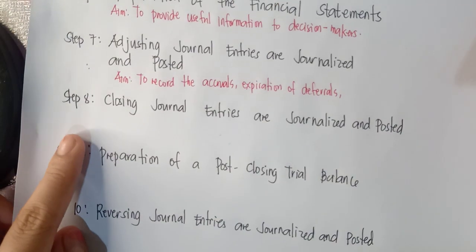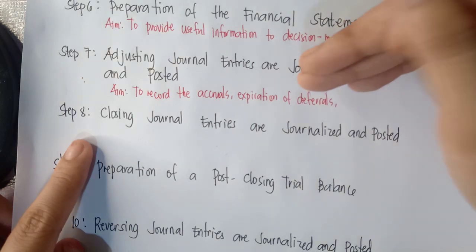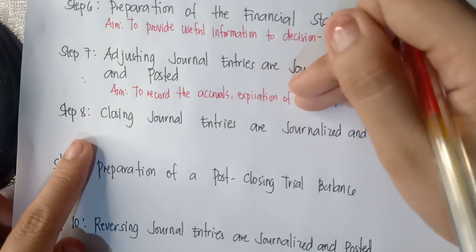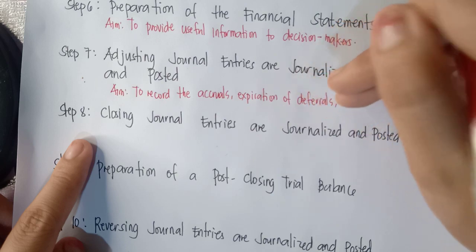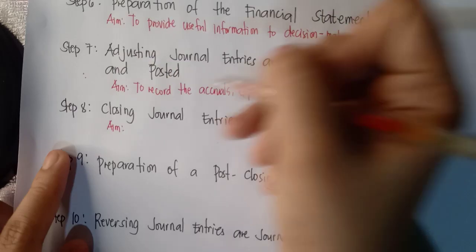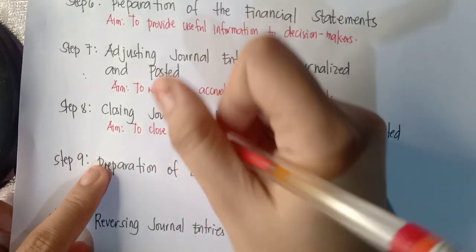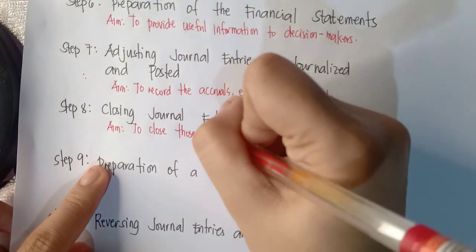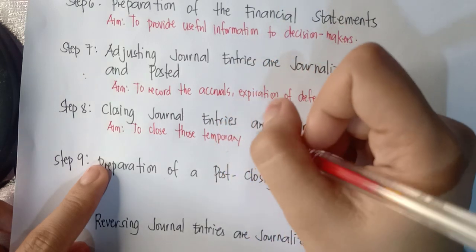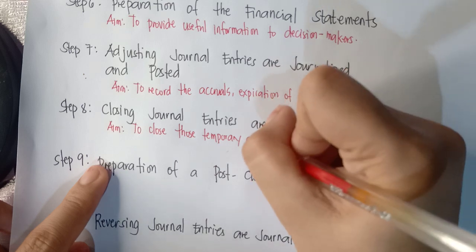So, next, we have step 8, the closing entries are journalized and posted. After the adjusting entries, we have to close the journal entries that are done with journalizing and posting. So what is the aim of the closing journal entries? To close those temporary accounts. Para ma-close natin ang temporary accounts. Then, we transfer those profit to owner's equity.